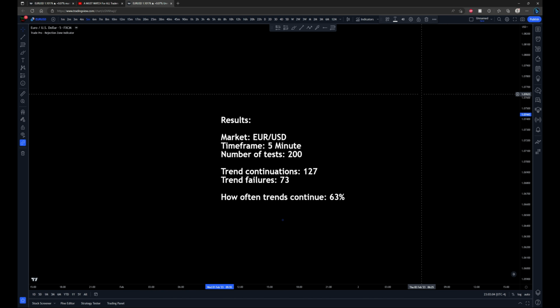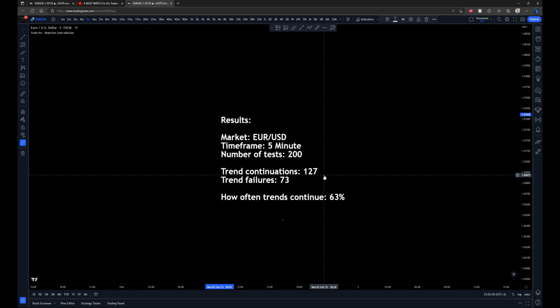The results are in after 200 tests to see how often trends continue after pullbacks on a 5 minute time frame of Euro against the US dollar. And the results are remarkably similar to the last test on the 1 hour time frame. We had 127 trend continuation moves and 73 trend failures. 63% of the time, the trend continued after a pullback, which greatly puts the odds in the favor of trend following traders, expecting that the trend will continue out of a pullback.